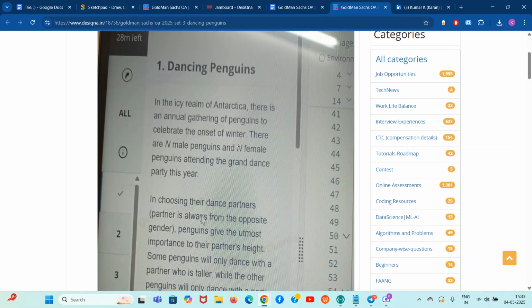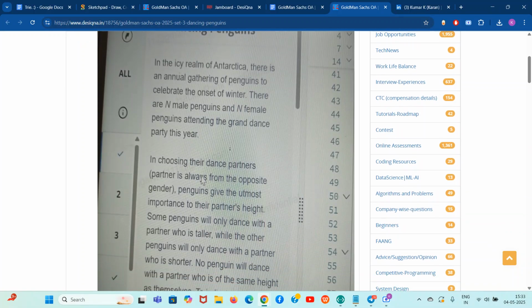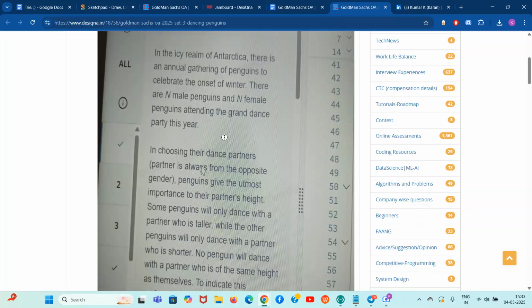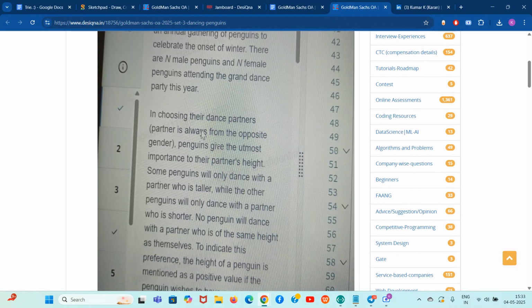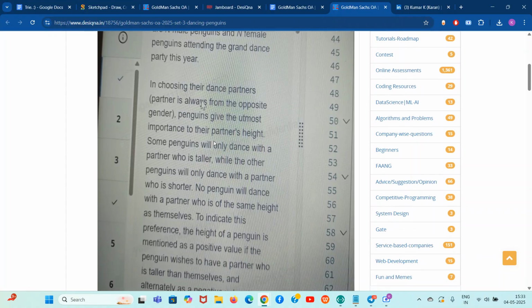In the icy realm of Antarctica, there is an annual gathering of penguins to celebrate the onset of winter. There are n male penguins and n female penguins attending the grand dance party this year. In choosing their dance partners, the partner is always from the opposite gender.